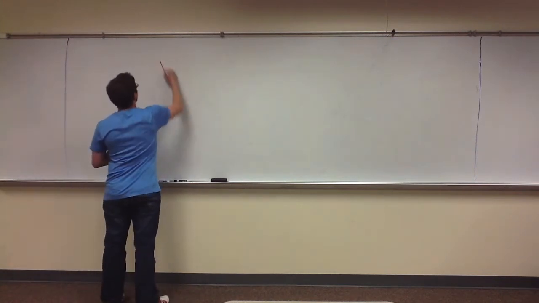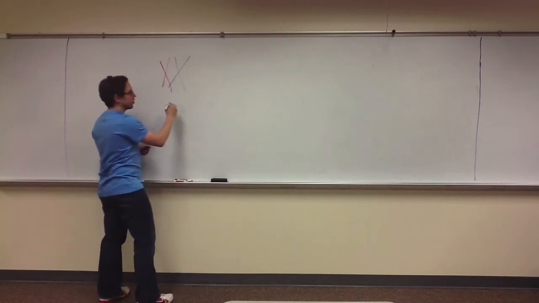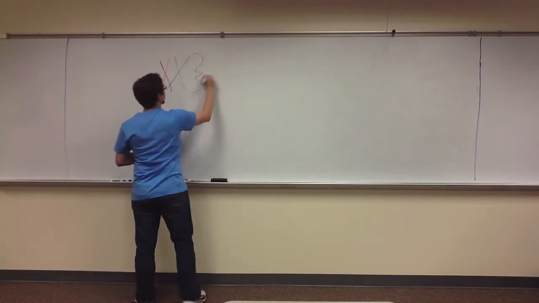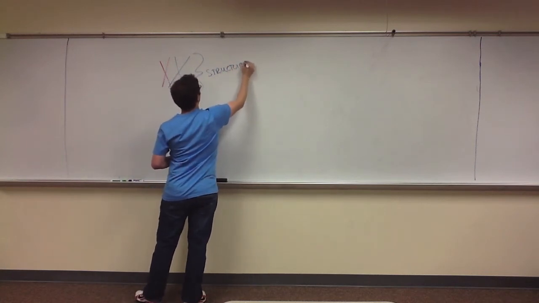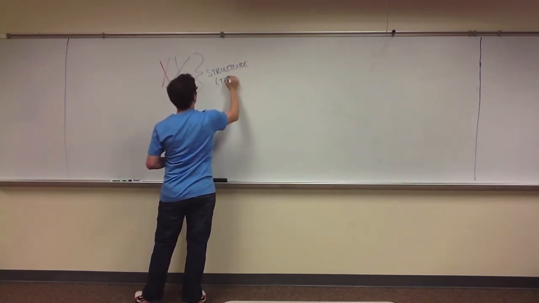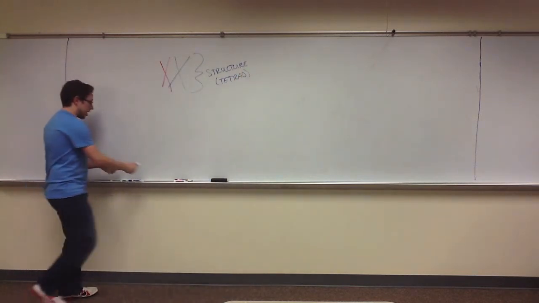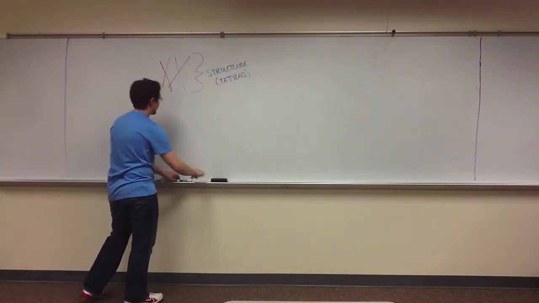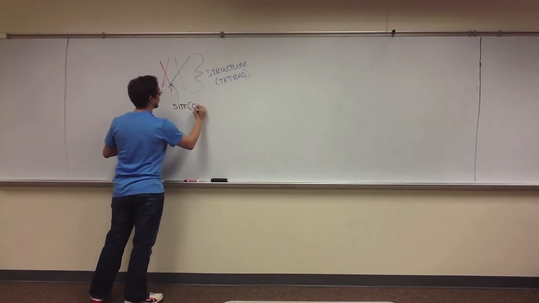This is called a tetrad. And this is the structure, and the structure is called a tetrad. But it's not asking for the structure. It's asking for the site, the site of crossovers. I'm glad you asked that. It is chiasmata.